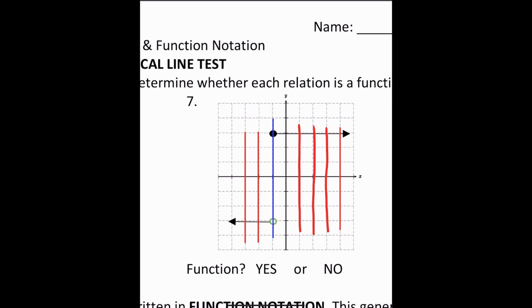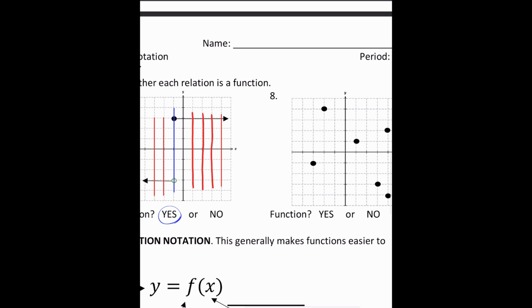Since it's shaded, it goes through that one, but since this is unshaded, you can treat this point as invisible. So therefore, this is a function. I'm going to say yes for this one. It does pass the vertical line test.